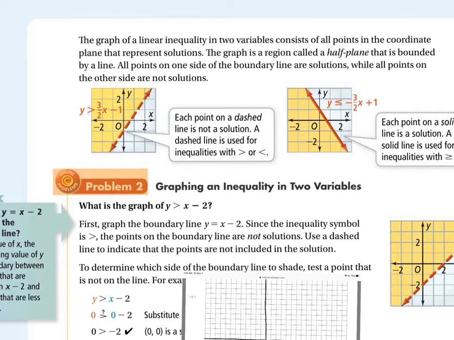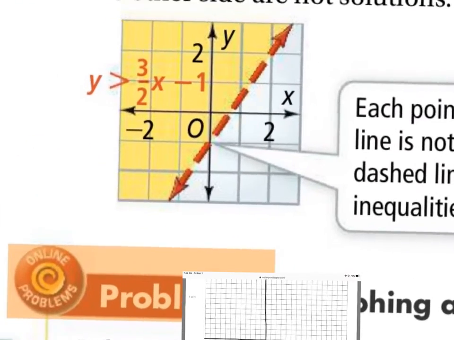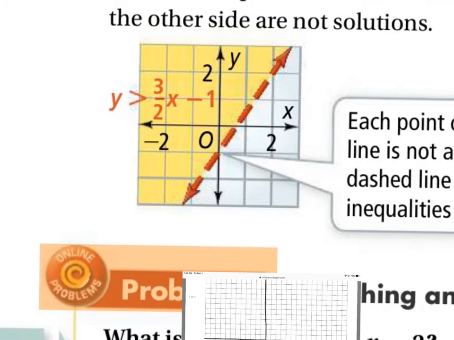All the solutions are going to be on one side of the line or the other, or possibly, if it's greater than or equal to or less than or equal to, then it's going to include the line as well. Then we would have a solid line. If it's just like this first example here, just greater than, or just less than, notice it's a dashed line, okay? Because this line right here is y equals 3/2 x minus 1. So if we just have y is greater than 3/2 x minus 1, the line is not going to be part of our solution for that problem.